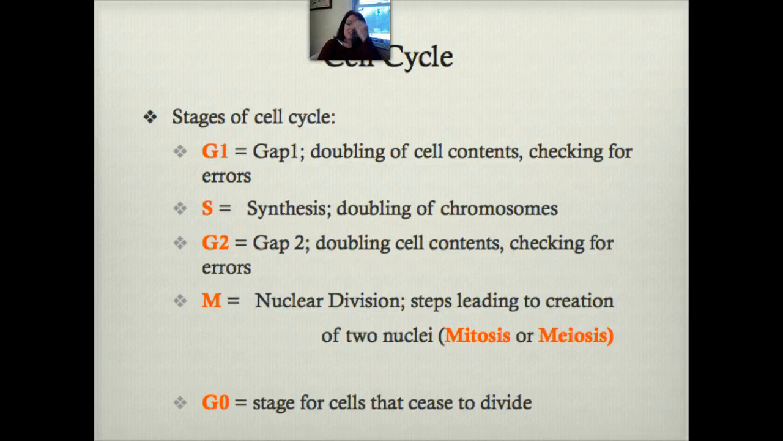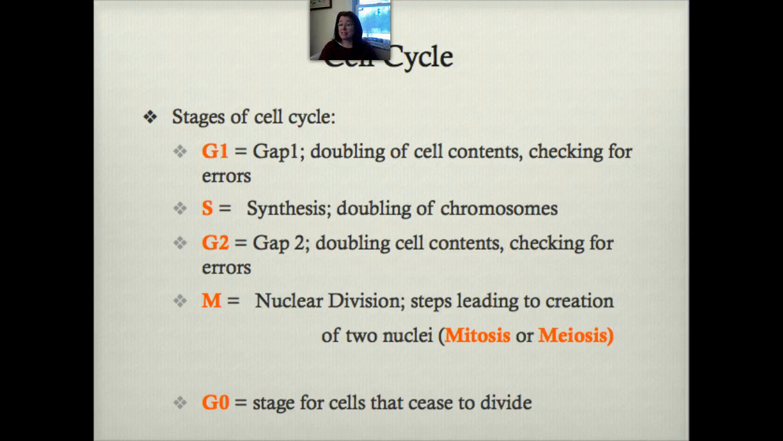When we look at the cell cycle, we can think of it in stages. Just like any cycle, it's going to continue around and around like the hands travel around a clock. And we can divide it into very distinct stages based on the events that are occurring at that one time. We call these stages the G1, the S, the G2, and the M.